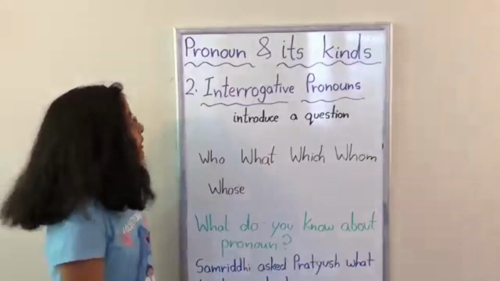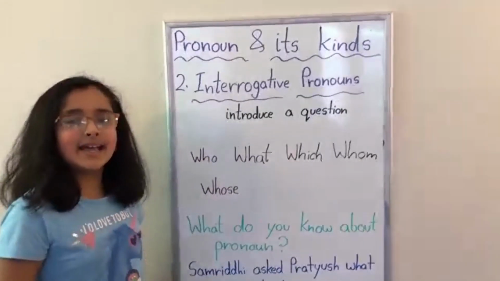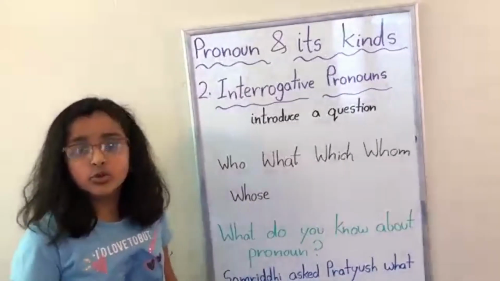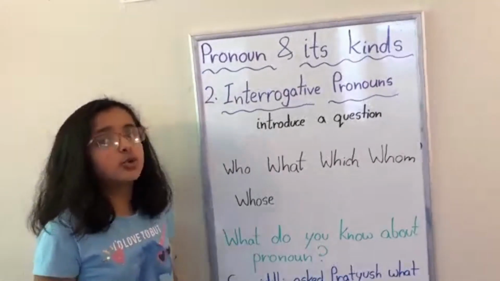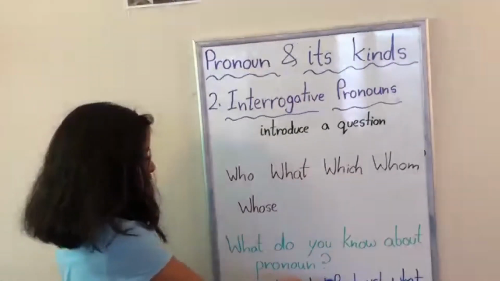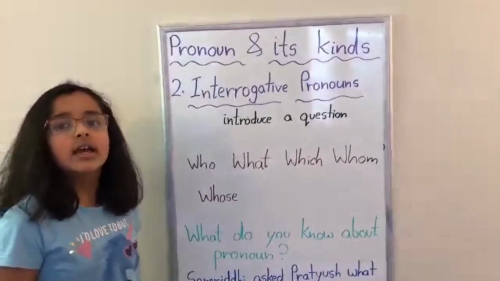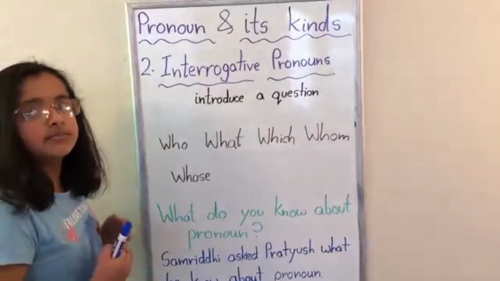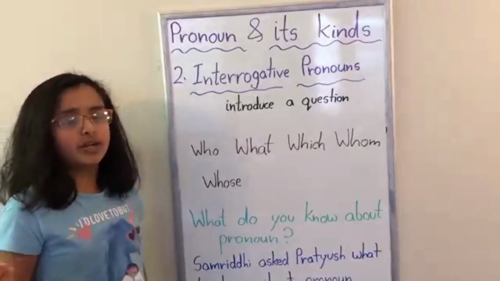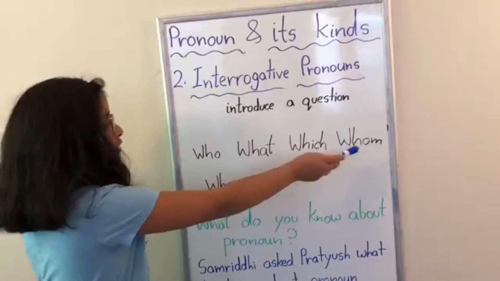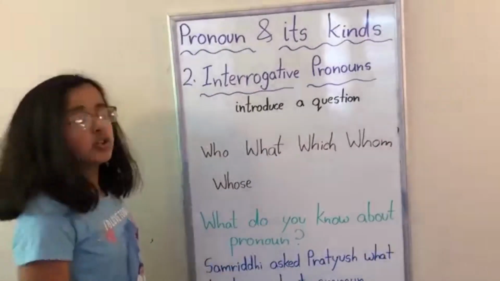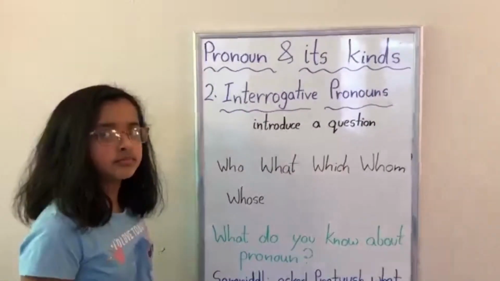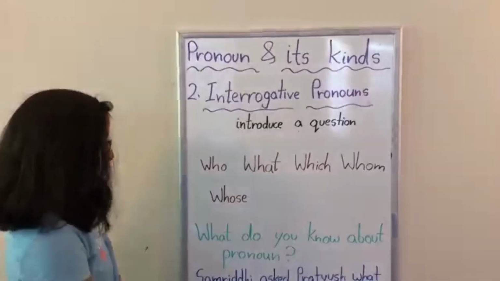The second kind of pronoun is the interrogative pronoun, and interrogative pronouns introduce a question, and those questions can either be direct questions or indirect questions. Direct questions end in a question mark and indirect ones do not. The different types of interrogative pronouns are who, what, which, whom, and whose. These are question words, so they help ask a question.